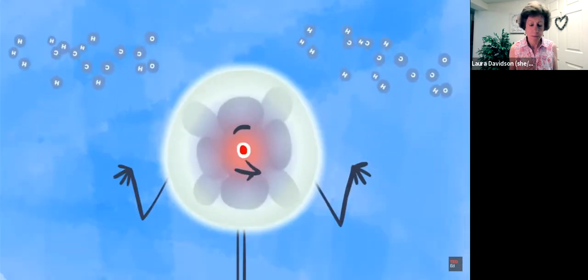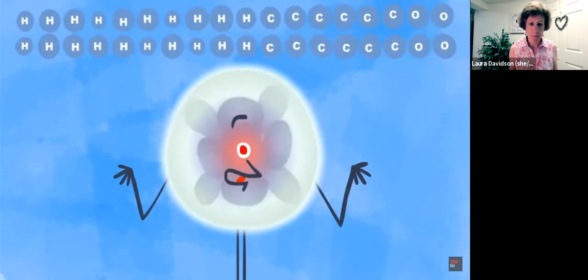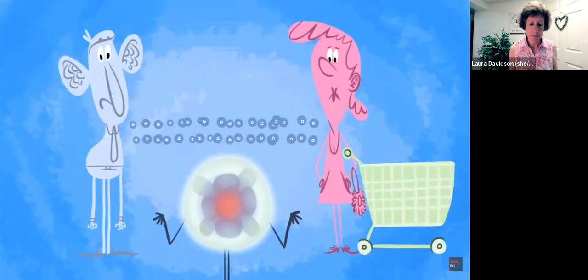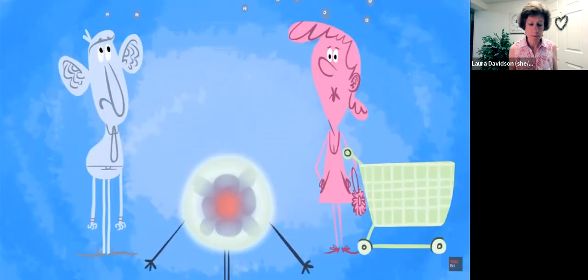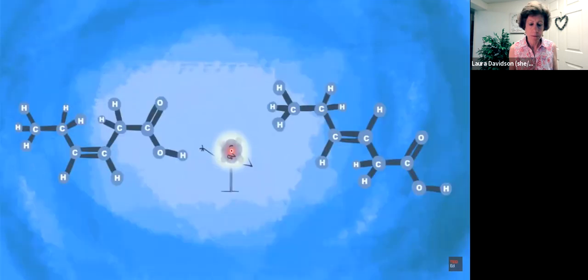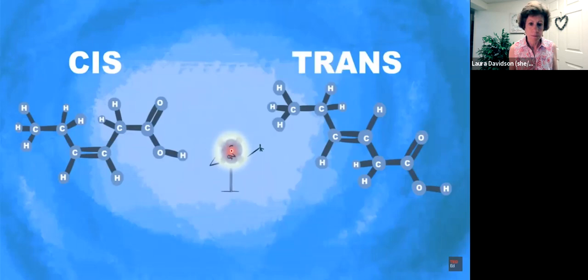Now, even though both of these molecules are made up of exactly the same building blocks, they are two completely different substances and they behave completely differently inside of us. The configuration on the left is called cis, which you've probably never heard of. The one on the right is called trans, and you probably have heard of trans fats before.